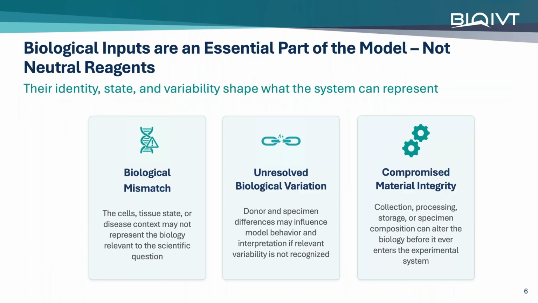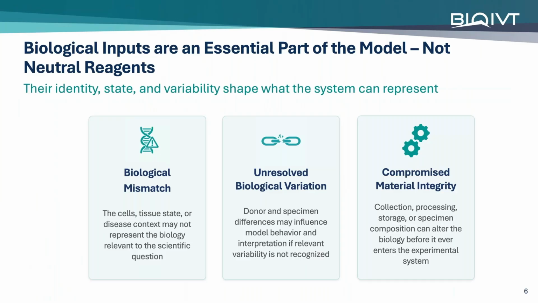The first is biological mismatch. The material may be technically high quality, but it may not represent the biology relevant to the question. The wrong disease state, an inappropriate cell population, or the absence of biologically important characteristics can functionally limit what the model is able to tell us.